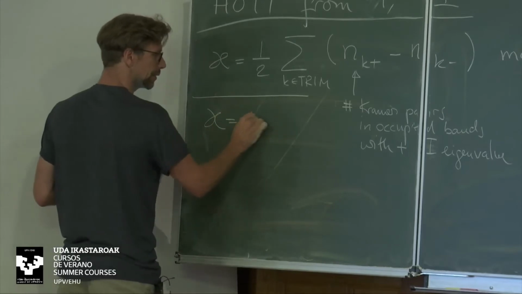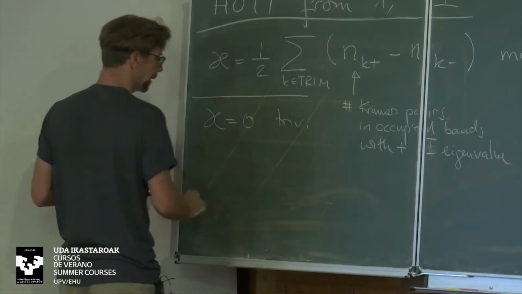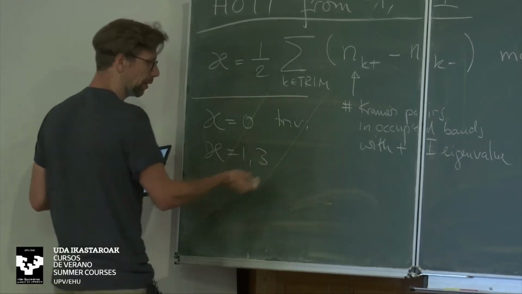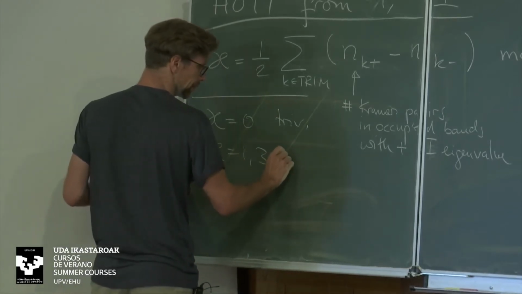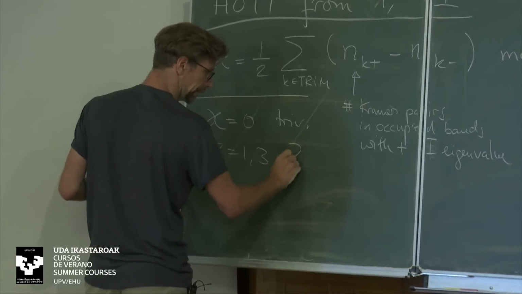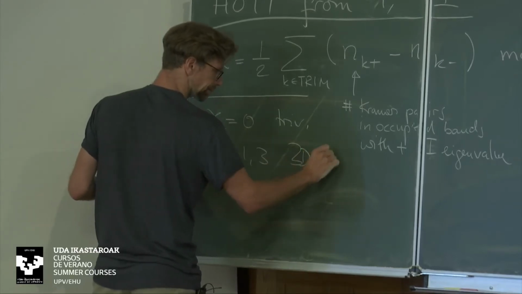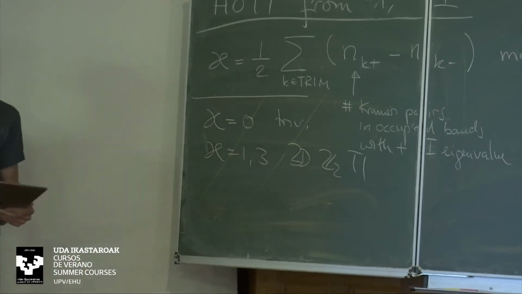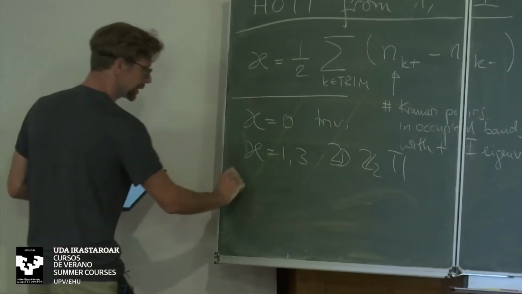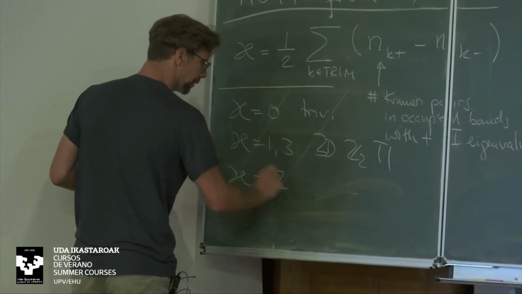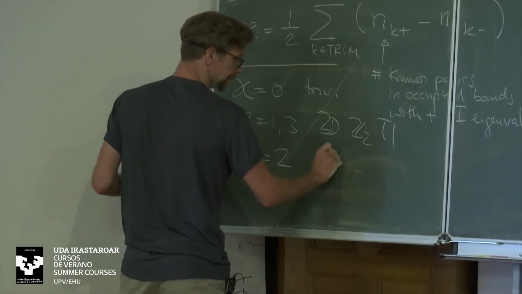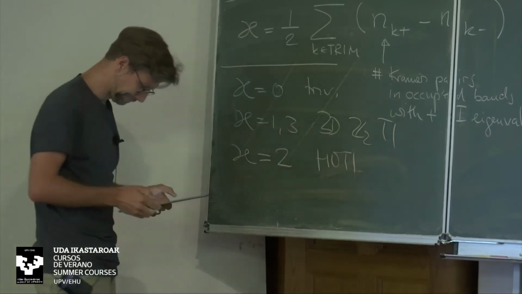Kappa equal to 0 is, of course, a trivial insulator. Kappa equal to 1 or 3 is an odd number of band inversions. It gives you a topological, it's Z2, 3D, conventional topological insulator with the surface Dirac cone. And now the interesting case is kappa equal to 2. So for instance, 2 band inversions. And that gives us this higher order topological insulator.